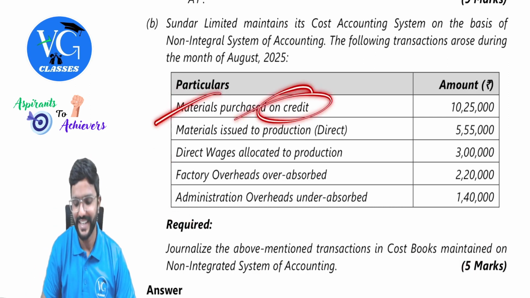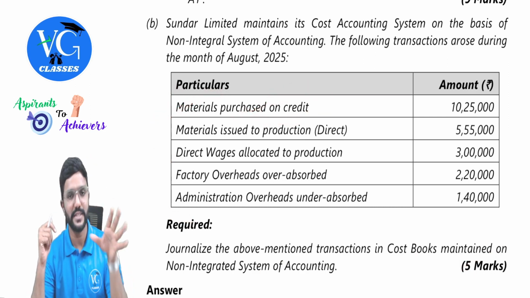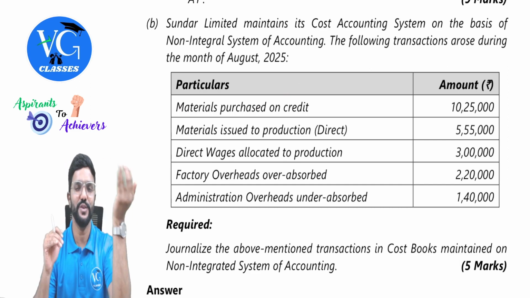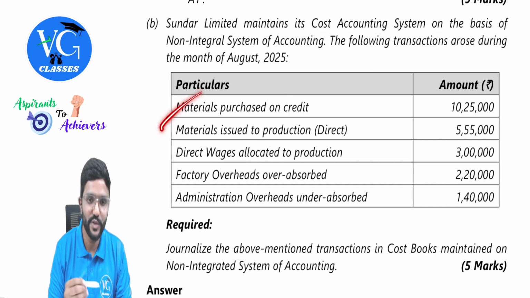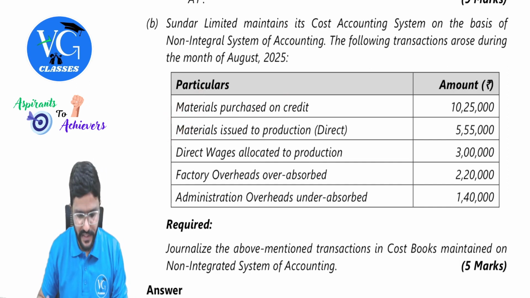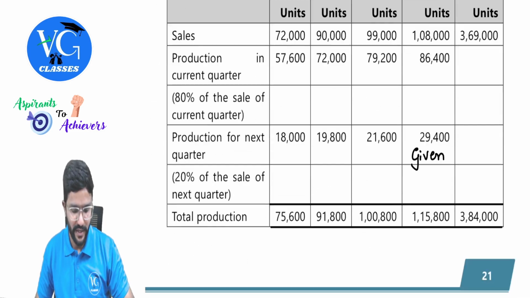Material purchased on credit. Guys, under non-integrated accounting system in cost books, whether it is on credit or cash, the entry is same. Stores ledger to cost ledger. Stores ledger to cost ledger. As and when we see, we will just pass the journal entry also.